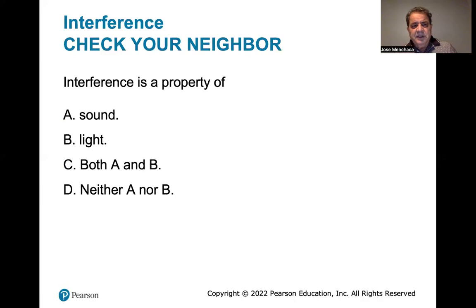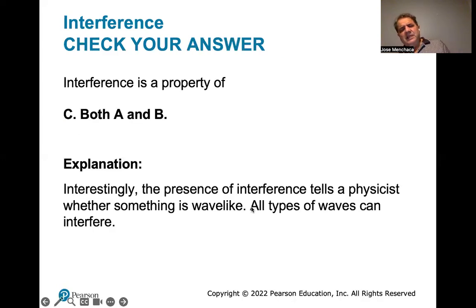So let's see, is interference a property of sound or a property of light, or both A and B, or neither? Well, it's a property of both. Light and sound can experience interference. Interestingly, the presence of interference tells a physicist whether something is wave-like. All types of waves can interfere with one another. There's a particle nature to light, but there's also a wave nature of light, and you can get interference.